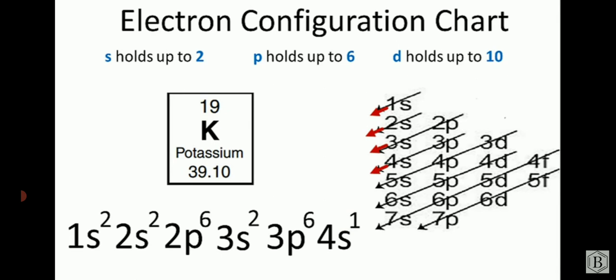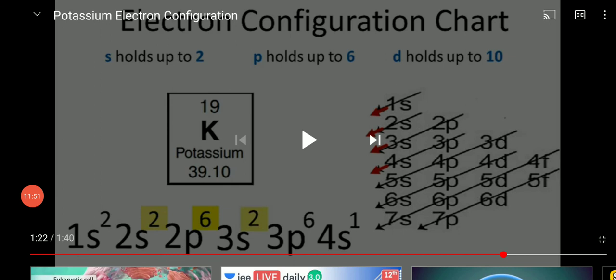So that is the electron configuration for potassium. This is 1s2, 2s2, 2p6, 3s2, 3p6 and 4s1.